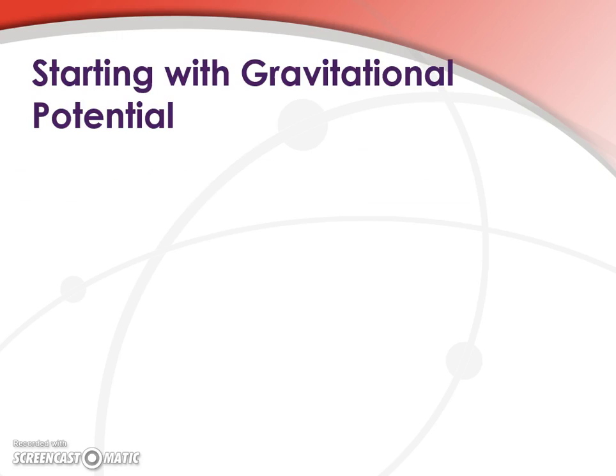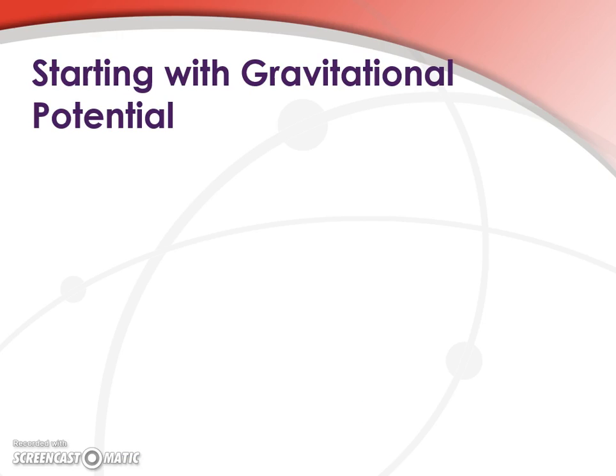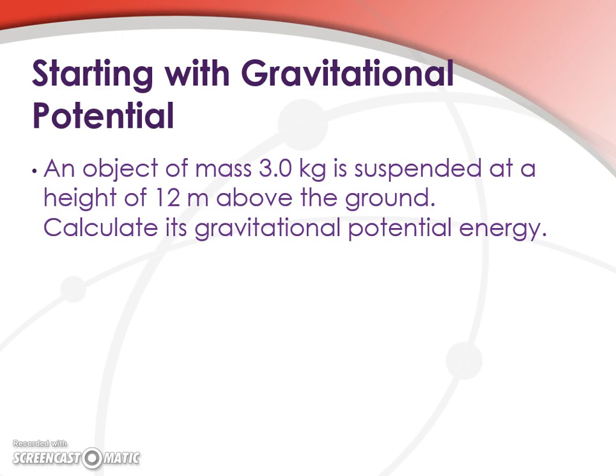Okay, what I'd like us to start with now is the consideration of the problem of a ball suspended in air. So I've put a cartoon together showing, first let's focus on state 1. A ball suspended 12 meters above the ground, and it's held, so of course the velocity is 0 meters per second. So that 3-kilogram ball is suspended at a height of 12 meters above the ground, and we want to calculate its gravitational potential energy.